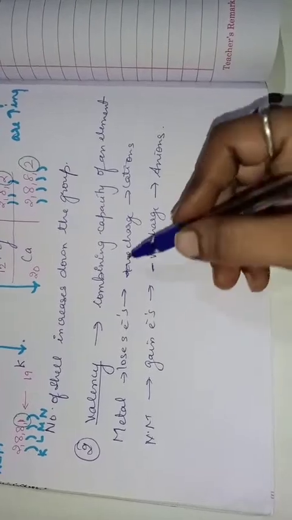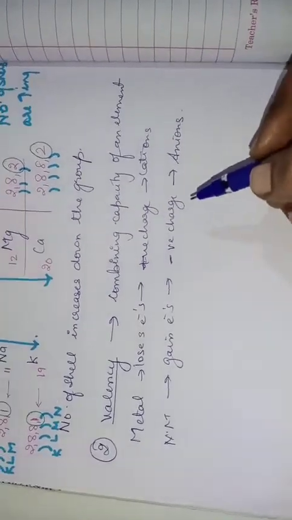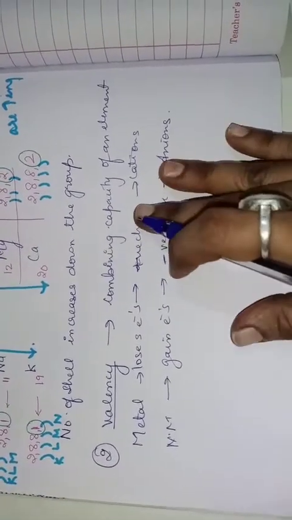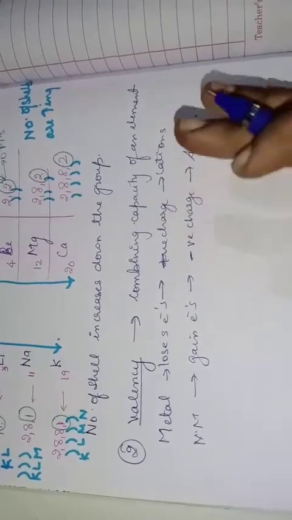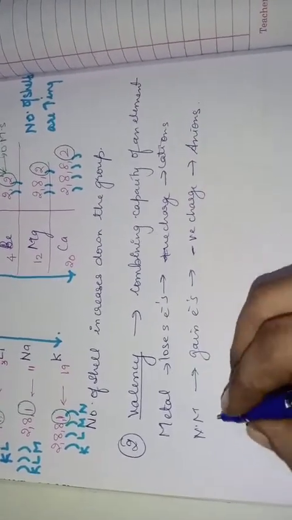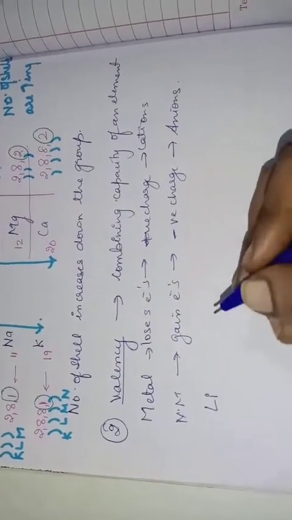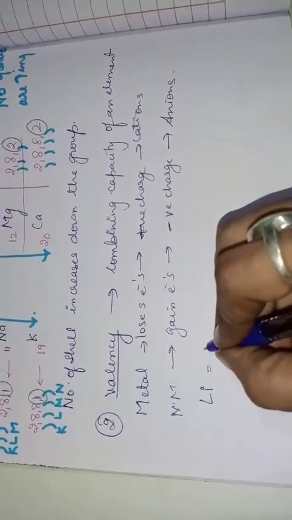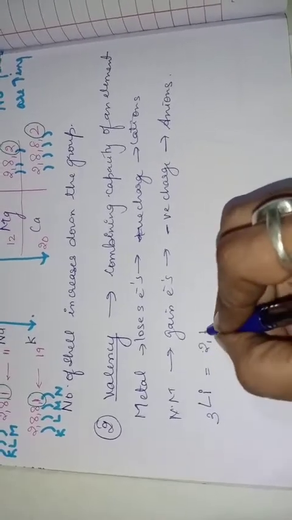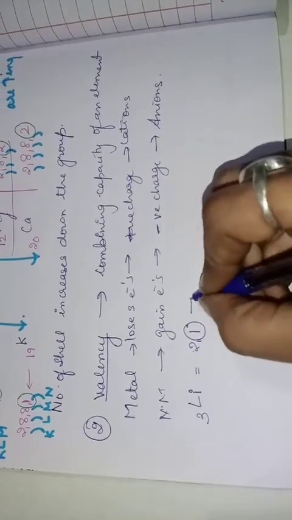Now why are we studying this? Because we have to study valency, children. Now see here, valency means that if it is a metal, it will lose electrons. So we have sodium. Say we are taking the example of lithium. The atomic number of lithium is 3, and the electronic configuration is 2,1. So it will lose this 1 electron.